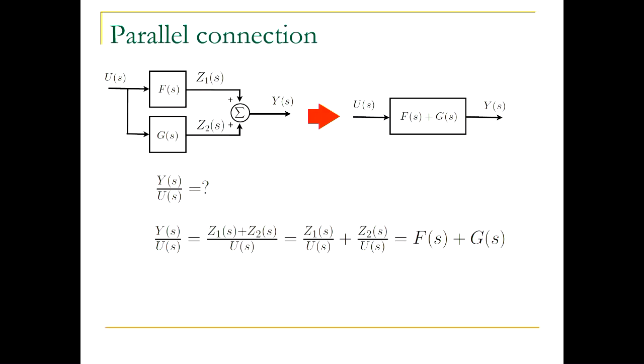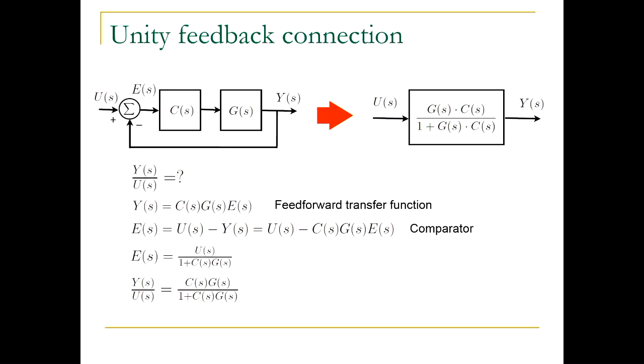All right. Let's go to the next one. This is a bit trickier. It just requires a bit more algebra, but it's quite straightforward when you think about it. So again, we want to find what is y of s over u of s. So we need to now introduce this e of s. E of s is an auxiliary variable that would help us simplify this block diagram. So what is e of s? Well, it's by definition u of s minus y of s.